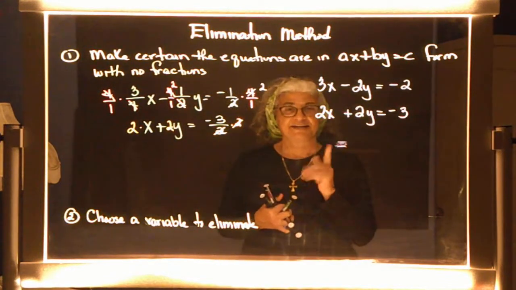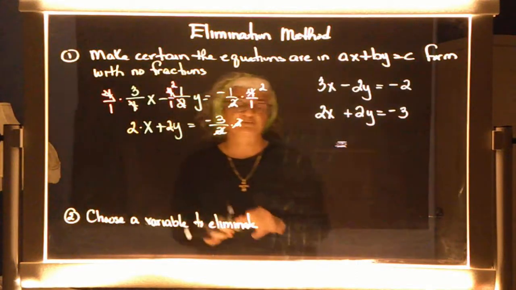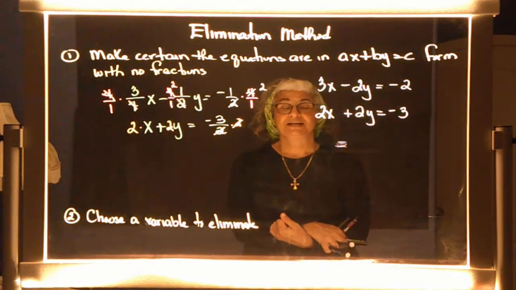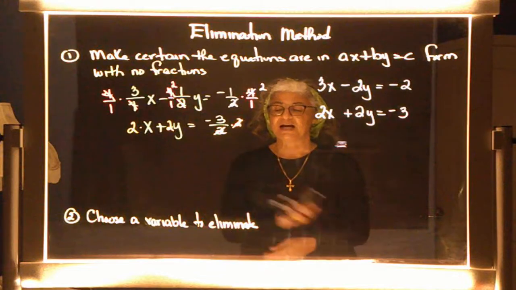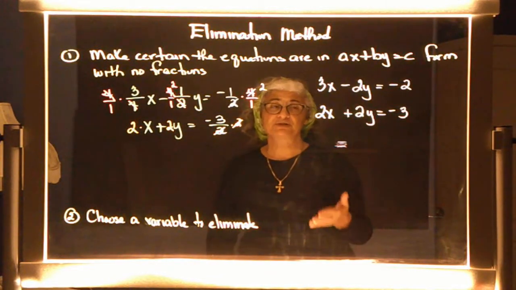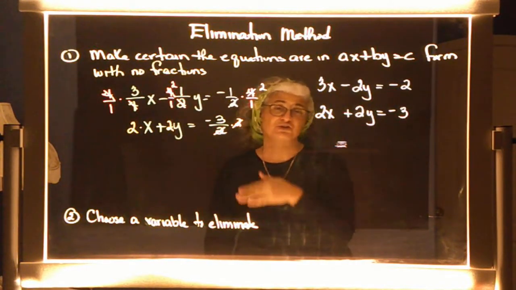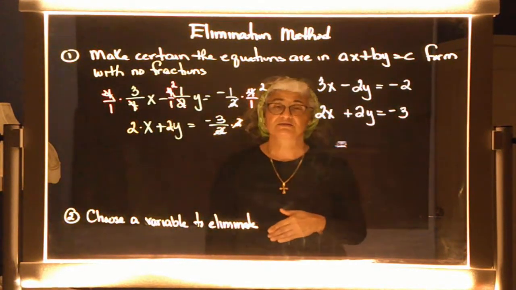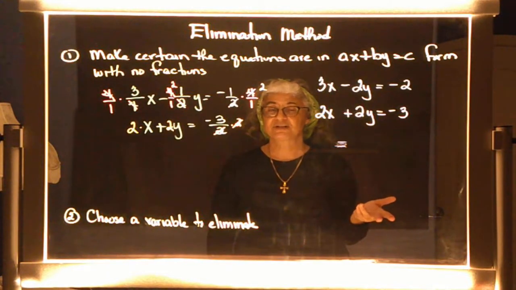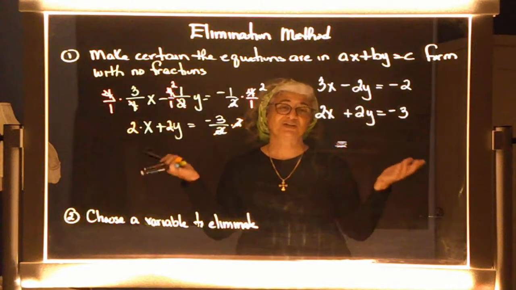Okay. Now, the second step says choose a variable to eliminate. Now here's the deal. Eliminate means to wipe out, doesn't it? So you have a choice. You can wipe out the x's or you can get rid of the y's. Your choice, it doesn't matter. You're going to get the same answer either way. Any takers? Some of you are saying x, some of you are saying y, some of you are like, I don't know, I don't care.